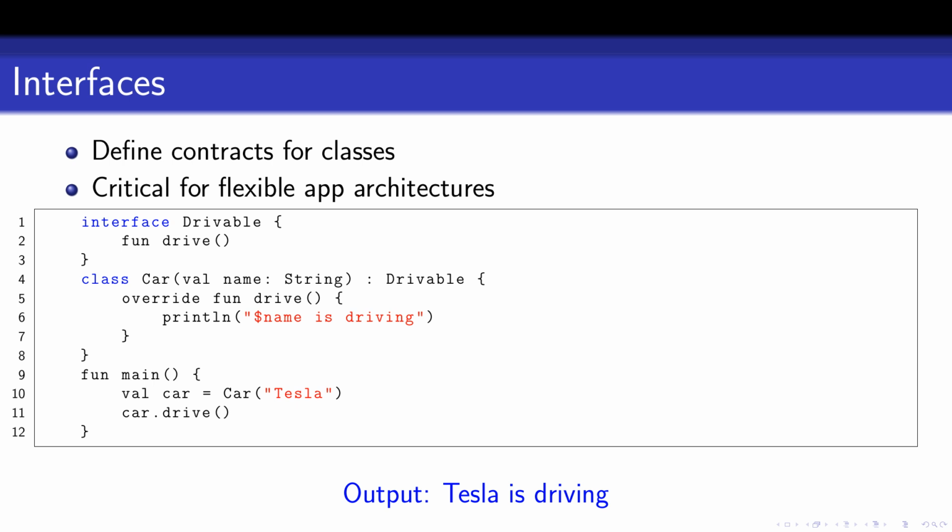Interfaces define contracts that classes must follow, enabling flexible app architectures. The example shows a car class implementing a drivable interface, printing Tesla is driving, illustrating how interfaces ensure consistent behavior across app modules.